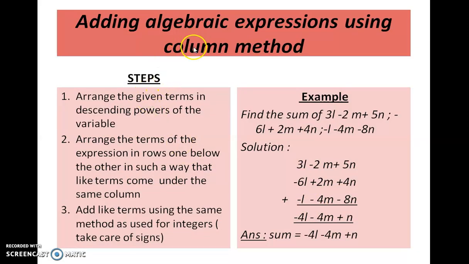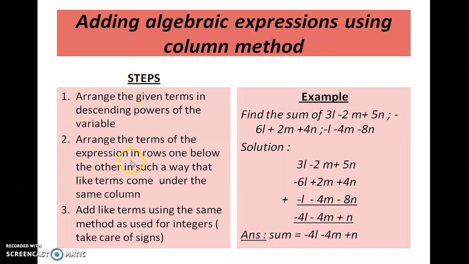When we are adding expressions using the column method, you need to follow the following steps. I've written the steps on the left side and I've taken an example on the right side. Arrange the given terms in descending powers of the variable. Now there are different variables. At times you may be having a cube power, a square power in the question. So the cube should come first, then the square, and then the simple x term, and then the constant term.